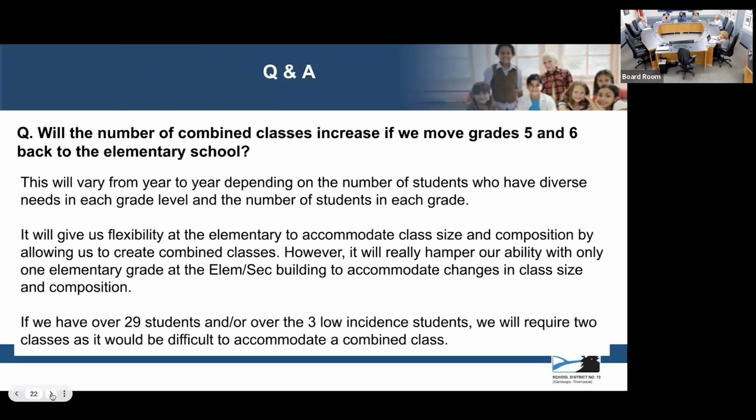So by having 3 grades together at the secondary, it's a little easier for us. But it would make it difficult for one grade, but easier if we had K to 6 at the other building. For instance, if we had over 29 students or over the three low incident students, we would require 2 classes as we can't really accommodate more than that.